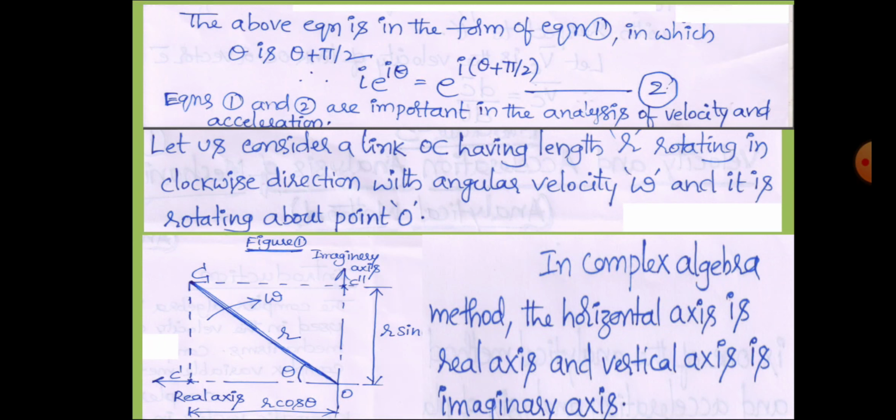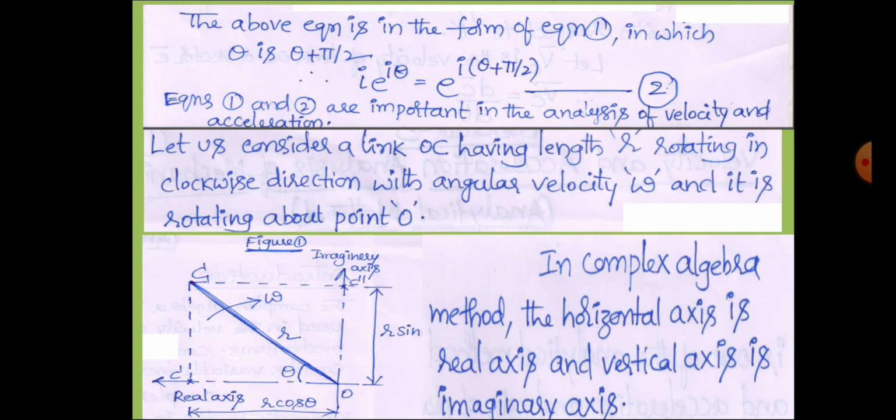Now, as I said, the mechanisms consist of a number of links, and each and every link will be represented by means of a vector. Therefore, now let us discuss how to represent a link in the form of a vector. For that, look at the diagram, that is figure 1. So let us consider a link OC. I am considering one link just so that I understand how a link can be represented by means of a vector using a complex number.